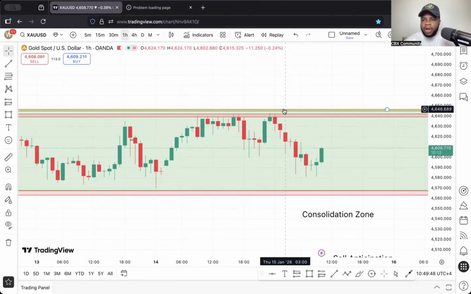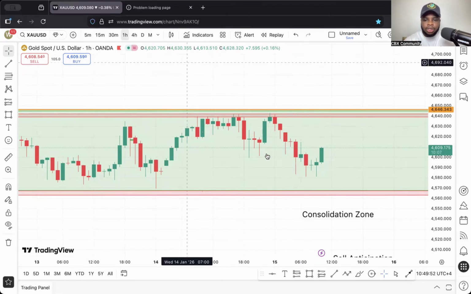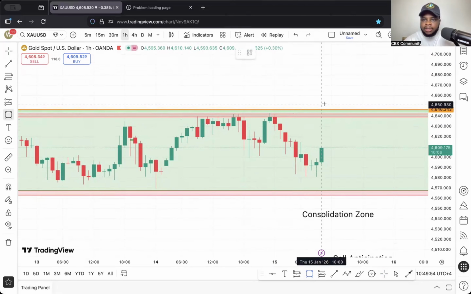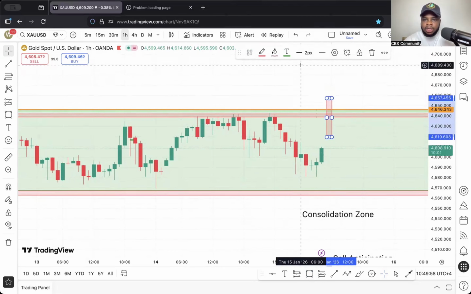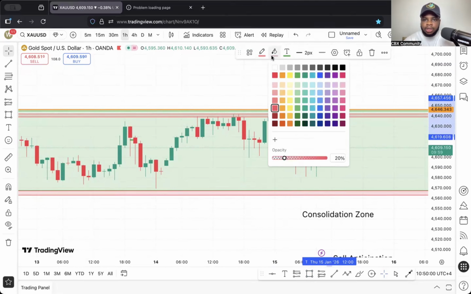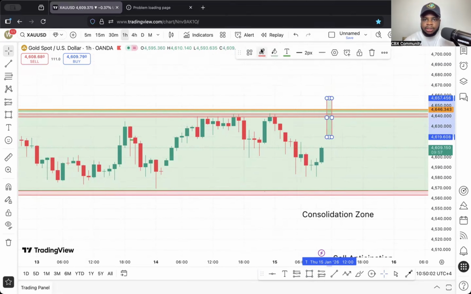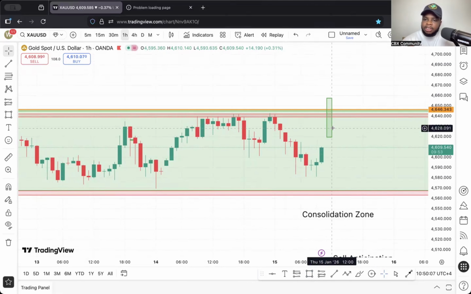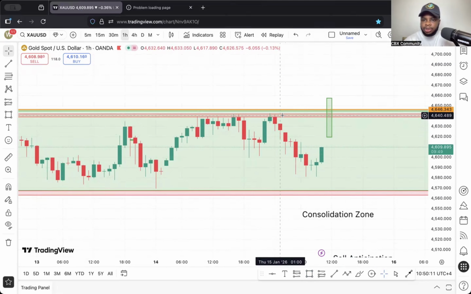So that means if we are anticipating a buy position, we are anticipating a bullish candle to break this resistance zone like this. Let's assume that this is a bullish candle. Let me just change it to green so that it doesn't confuse anybody. So we are anticipating a bullish candle to break this resistance zone over here.